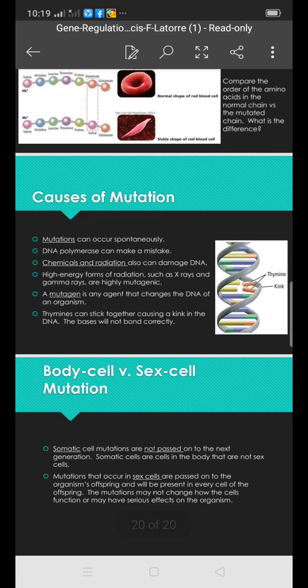Causes of mutation. Mutation can occur spontaneously. DNA polymerase can make a mistake. Chemicals and radiation also can damage DNA. High energy forms of radiation such as X-rays and gamma rays are highly mutagenic.